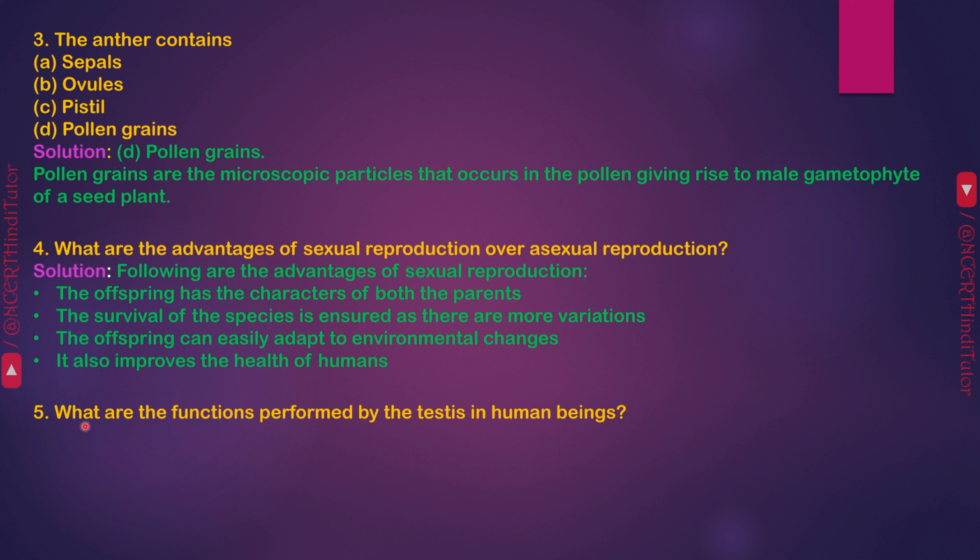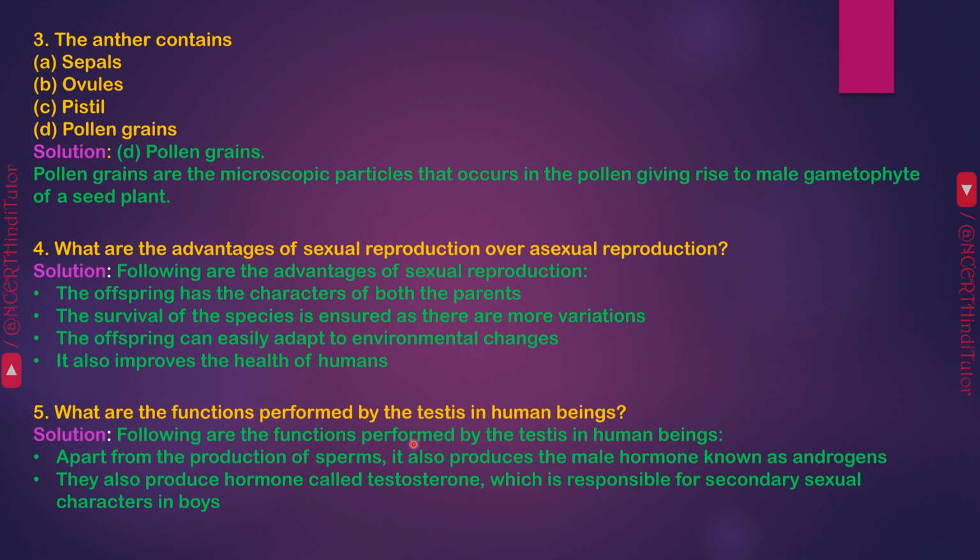Question 5. What are the functions performed by the testis in human beings? Answer. Following are the functions performed by the testis in human beings. First, apart from the production of sperms, it also produces the male hormone known as androgens. Second, they also produce a hormone called testosterone, which is responsible for secondary sexual characters in boys.